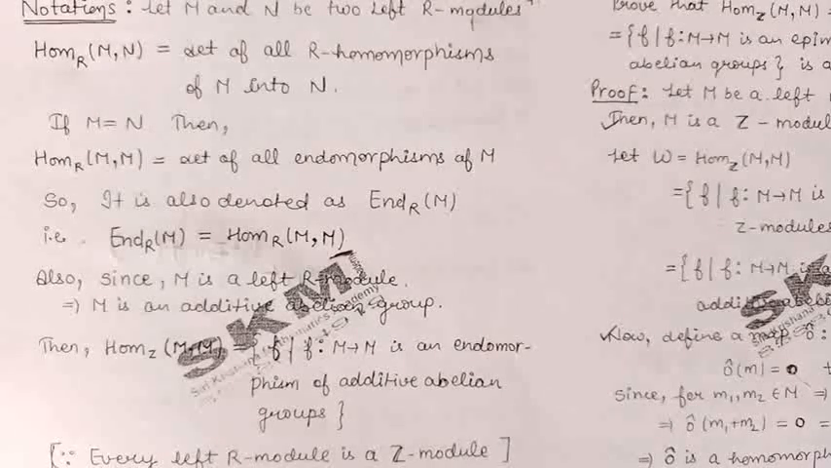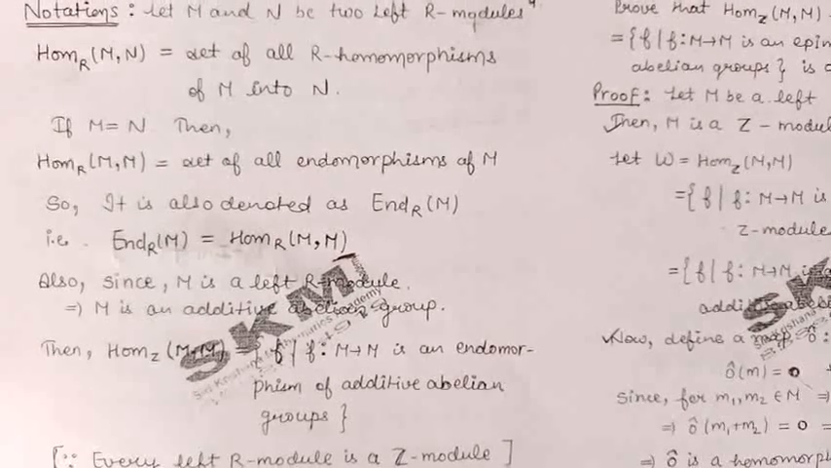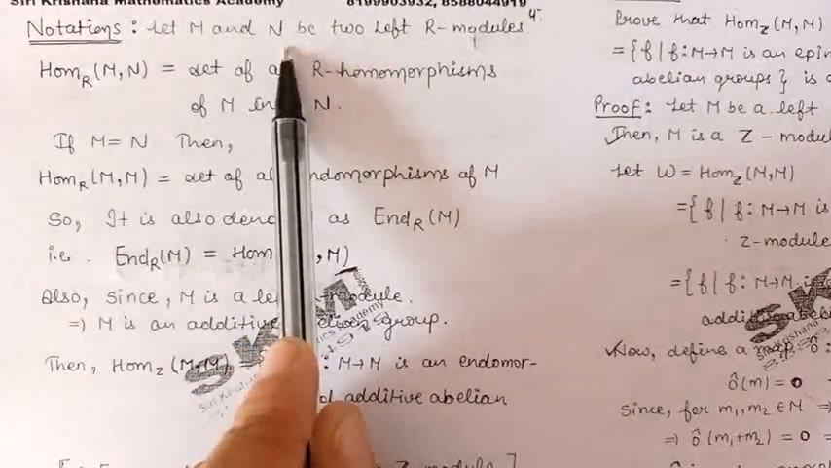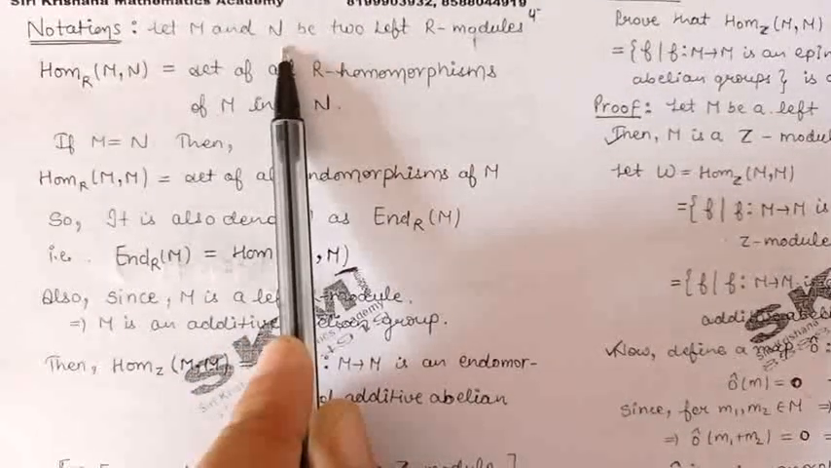Good morning, students. In today's lecture, we will discuss the endomorphism rings of a module. So first of all, we discuss the notations used. Let us take M and N are two modules over the ring R.